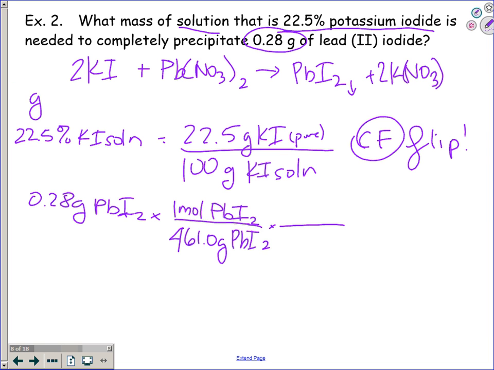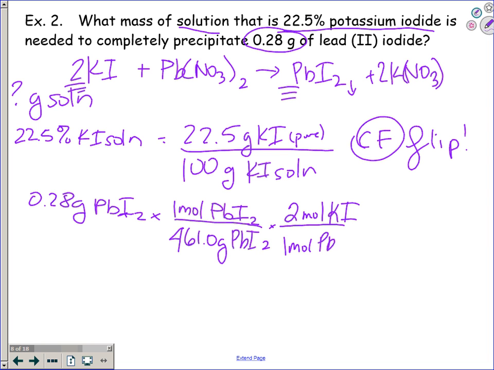Yeah, so the real important part is that you're saying grams of the solution, so you understand that it's not just that, it's this, grams of potassium iodide solution. So I got to get to potassium iodide first, because I can't go straight to solution. So lead-2 iodide and potassium iodide relate how? Lead-2 iodide and potassium iodide is 1 to 2, right? So what goes on top? 2 moles of what? Potassium iodide goes on top. What goes on bottom?